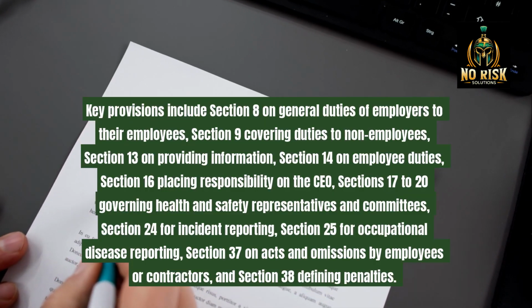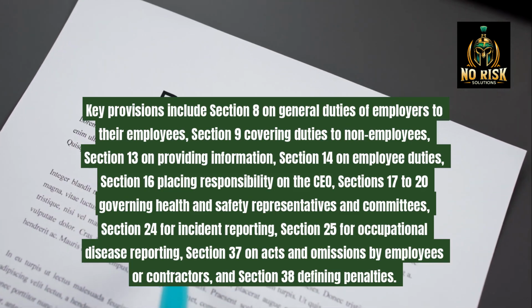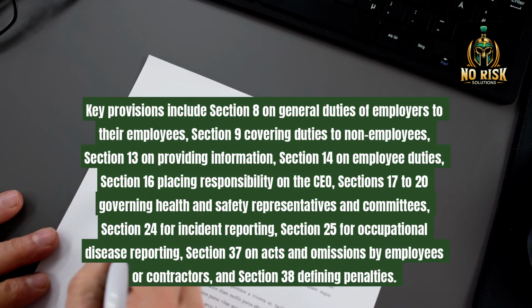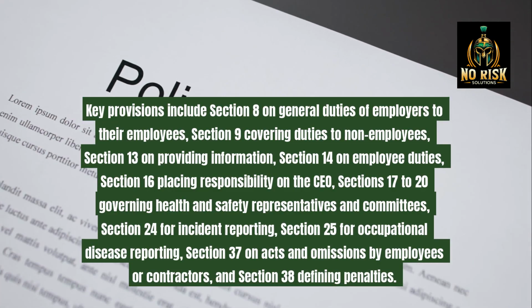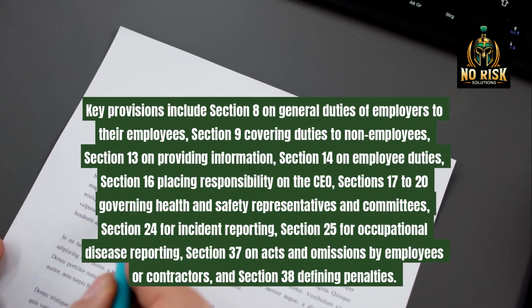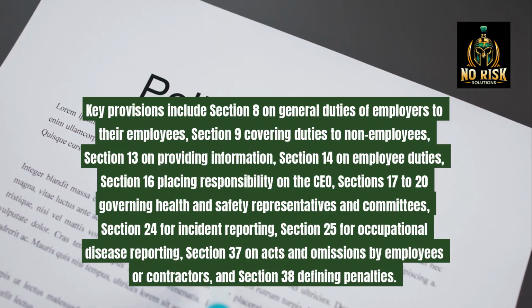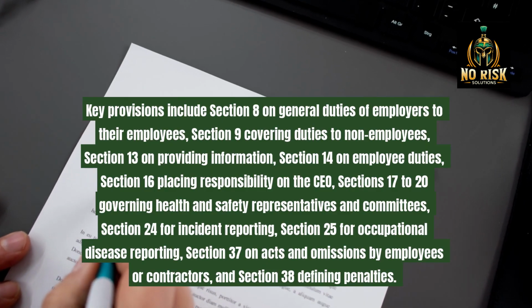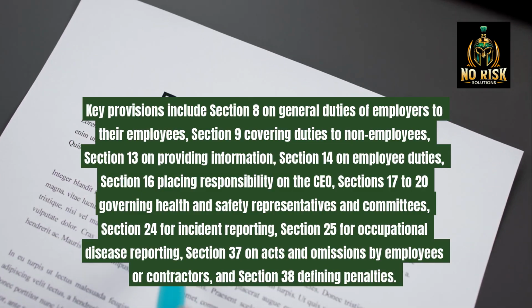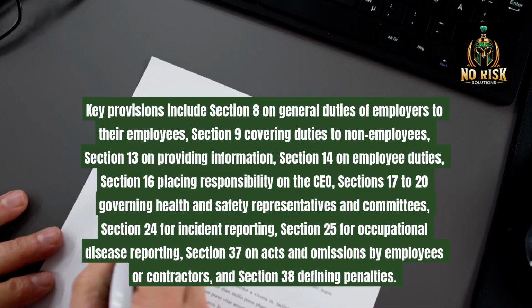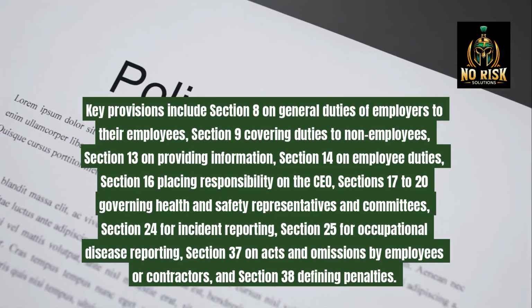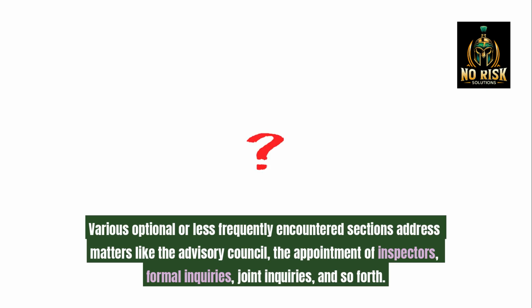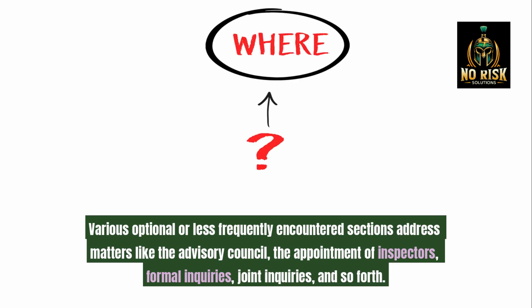Key provisions include Section 8 on general duties of employers to their employees, Section 9 covering duties to non-employees, Section 13 on providing information, Section 14 on employee duties, Section 16 placing responsibility on the CEO, Sections 17 to 20 governing health and safety representatives and committees, Section 24 for incident reporting, Section 25 for occupational disease reporting, Section 37 on acts and omissions by employees or contractors, and Section 38 defining penalties. Various optional or less frequently encountered sections address matters like the advisory council, the appointment of inspectors, formal inquiries, joint inquiries, and so forth.